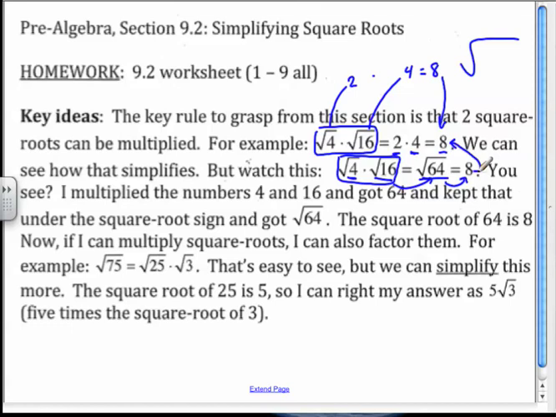Now, I can multiply square roots. If I can multiply square roots, I can also factor them. Okay? If I can put them together with multiplication, I can break them apart. So, for example, the square root of 75 is equal to the square root of 25 times the square root of 3. Now that's interesting because I picked the square root of 25 times the square root of 3. I didn't pick the square root of 15 times the square root of 5. That gives me 75 also. But I picked the square root of 25 because I know what this equals. That's a perfect square. The square root of 25 is 5. So I can write my answer as 5 times the square root of 3.